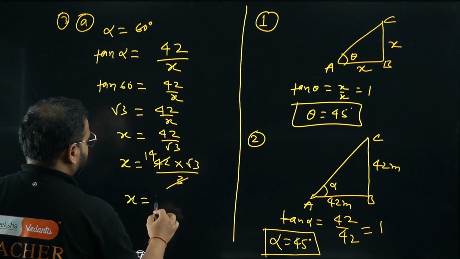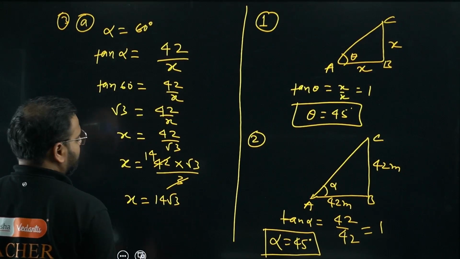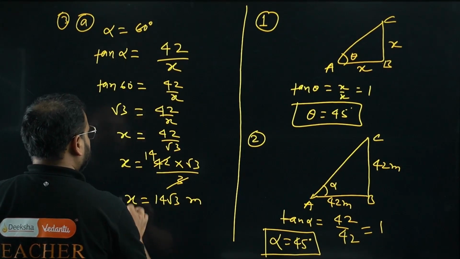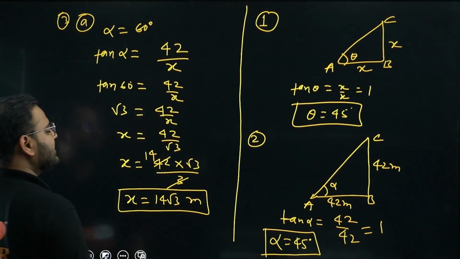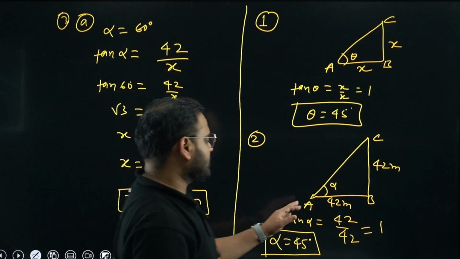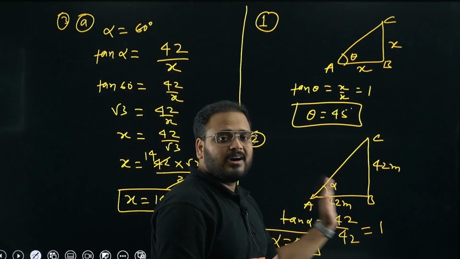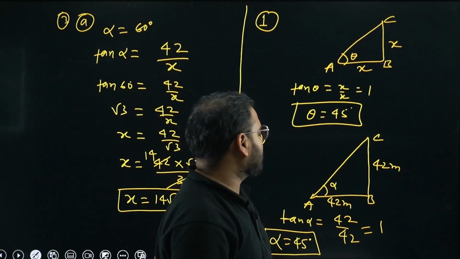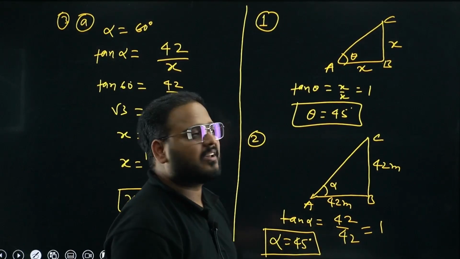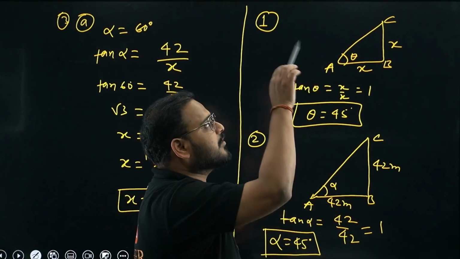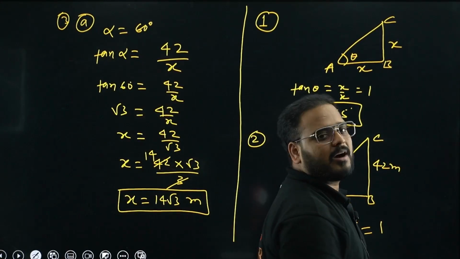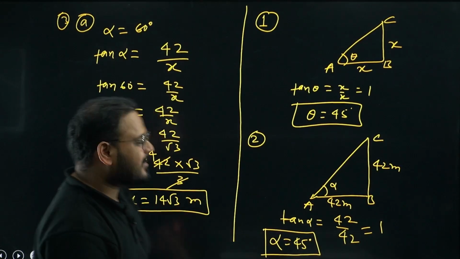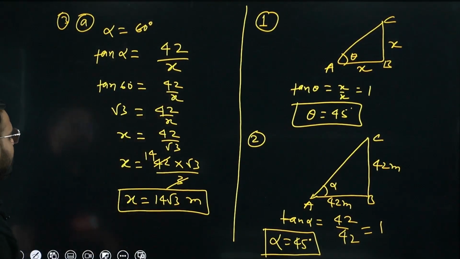This is the new distance. 14 root 3 meters. This is again less than 42. You mean, see, this person has to go closer to the India Gate to have the angle of elevation 60 degrees. Correct? I'm looking like this. I want to increase the angle of elevation, which means I have to go closer, right? Correct. I hope you're getting it, right? Of course. So the value is 14 root 3.